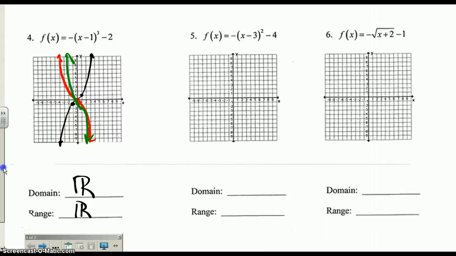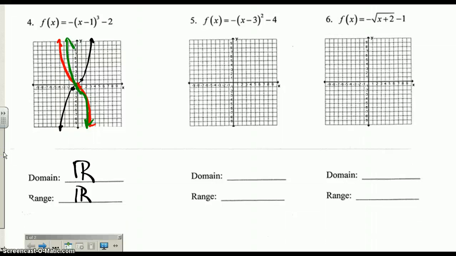Let's look at number 6. This is a square root with a vertical shift, horizontal shift, and a reflection. So I'm going to graph my original parent function here. 0, 0, 1, 1, and 4, 2. So there's my original parent function.